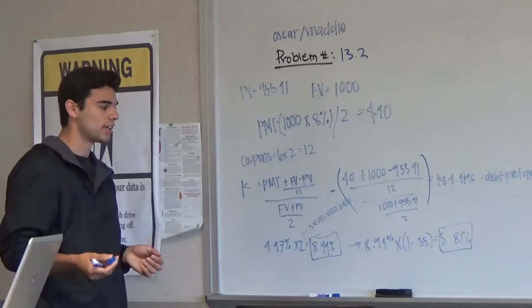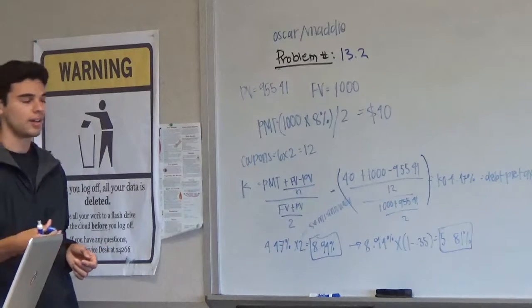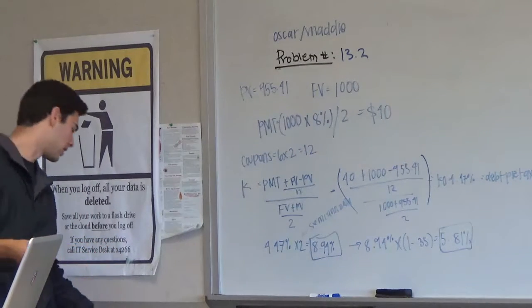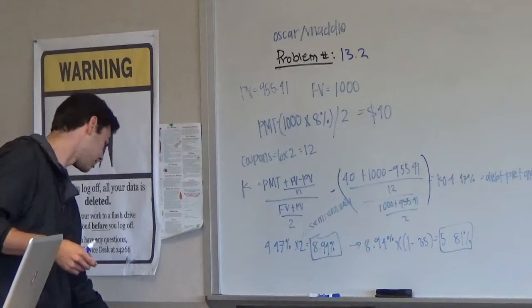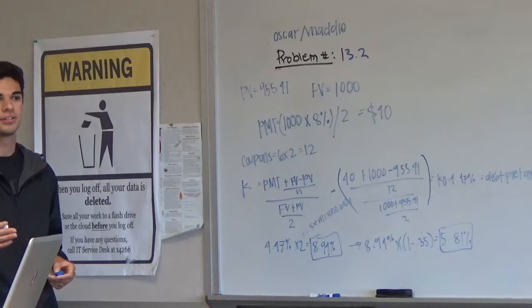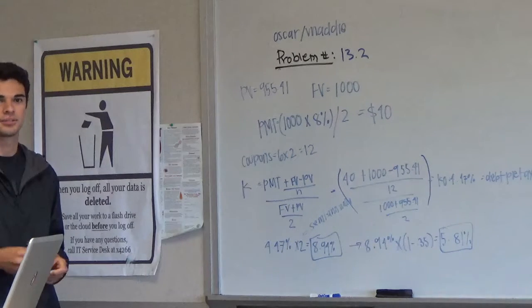And then once you have the pre-tax, then you would multiply that percent times 1 minus the tax rate, which is 35%, and you get 5.81%, which is the debt after tax.